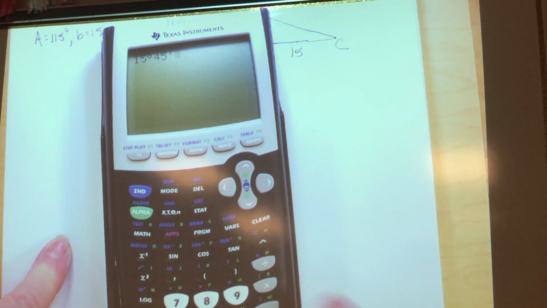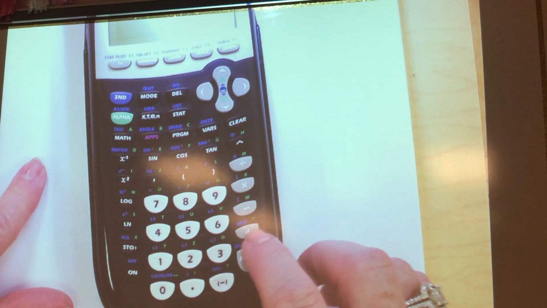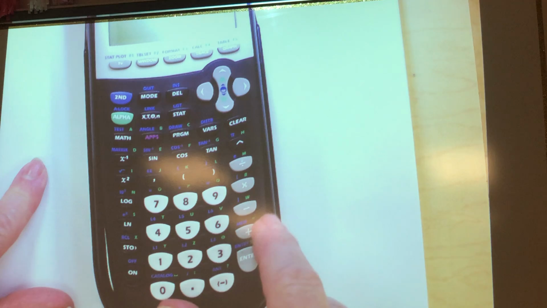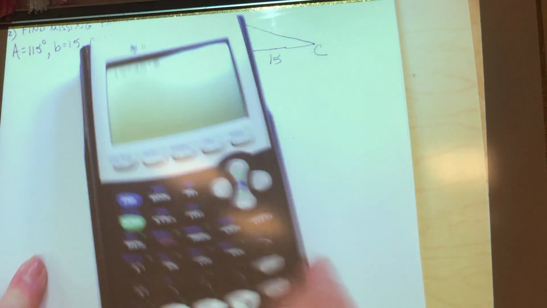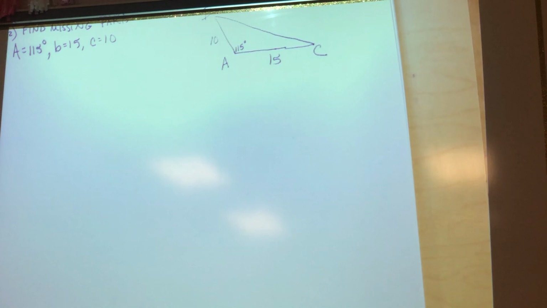Okay? If you wanted seconds, seconds is over here by the plus sign, the green. You would have to go alpha and the plus sign. Can't you divide 45 divided by 60? Yes. Okay, that's what I did earlier. All right, that will change it into a decimal.